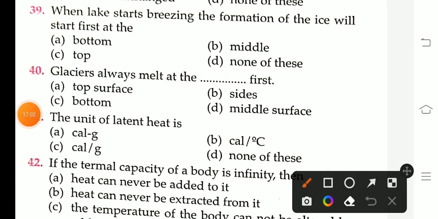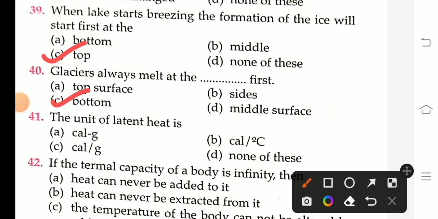Next, when a lake starts freezing, the formation of the ice will first be at the, option C, right answer, top. Glaciers always melt at the dash first, bottom first. Right answer, option C, bottom.